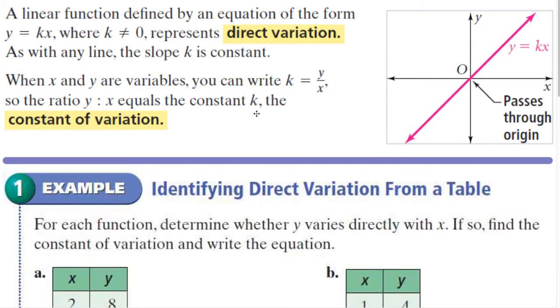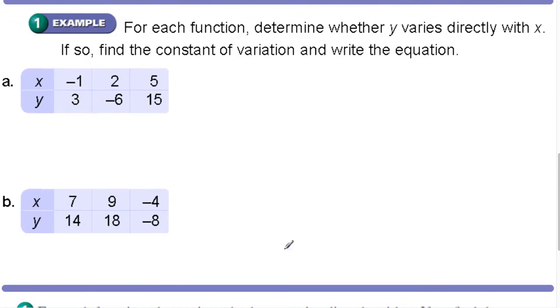Okay, the constant of variation is the k. It's the coefficient of the x in this particular example, and you can find that quite easily. If they give you y equals kx, they give you the y and the x, you plug that in and you solve for k. K is equal to y divided by x. Okay, so that is your constant of variation. All right. So for each function, determine whether y varies directly with x. If so, find the constant of variation and write the equation.